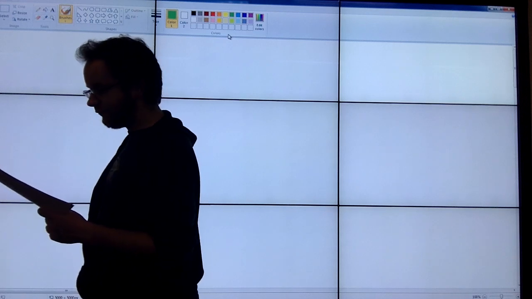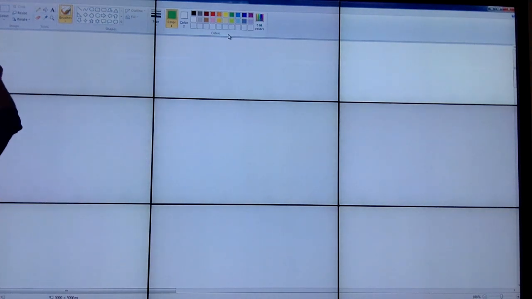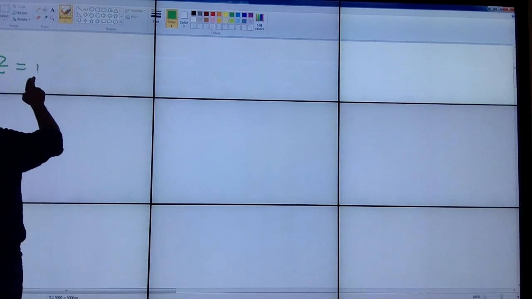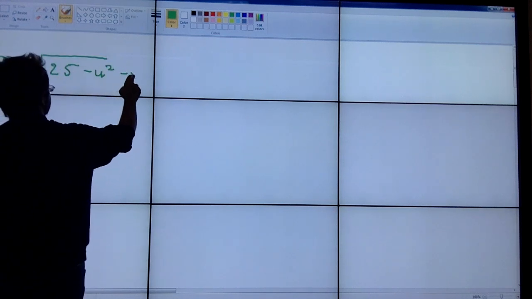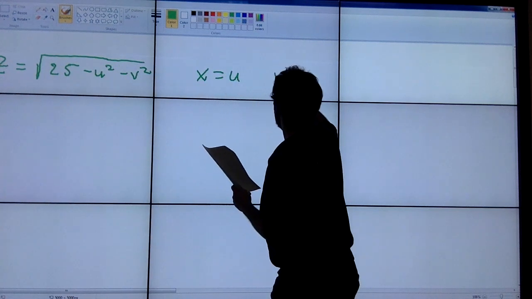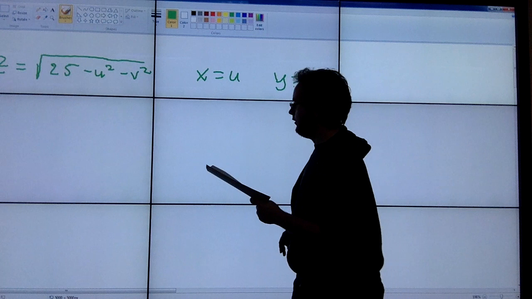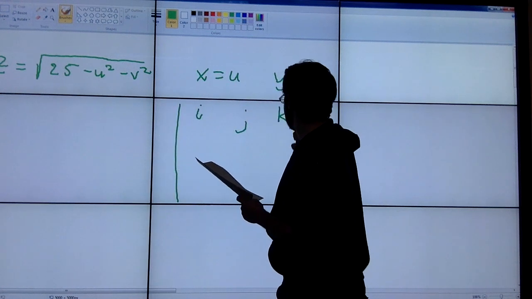Should have done this one. Let's just do it. Let's solve for z like we would have done in the last problem. So z equals the square root of 25. We're going to see how gross this looks, but it's fine. X equals u, y equals v. Okay? So, i, j, k.